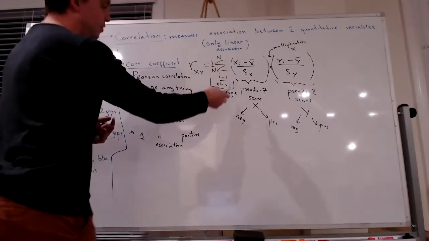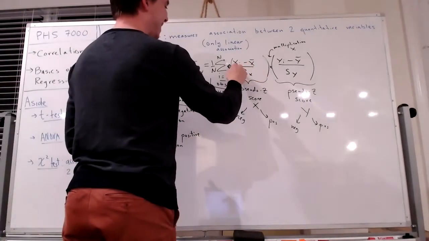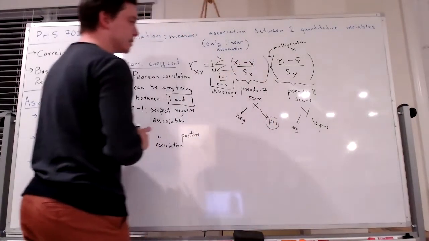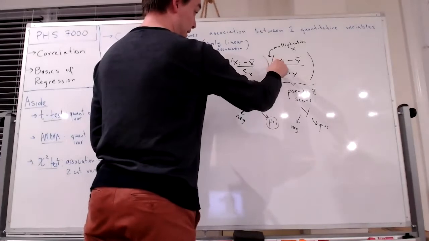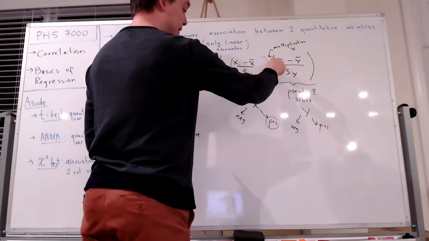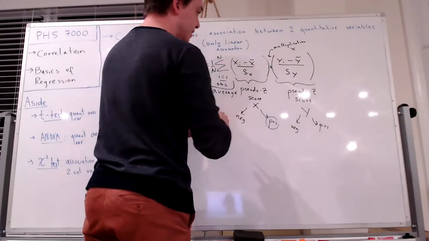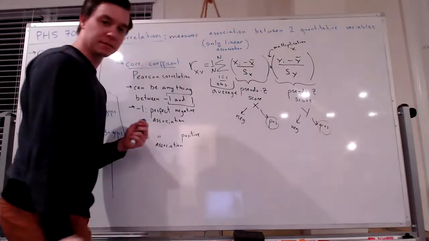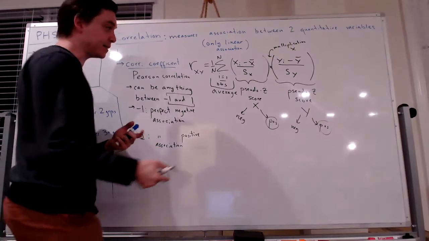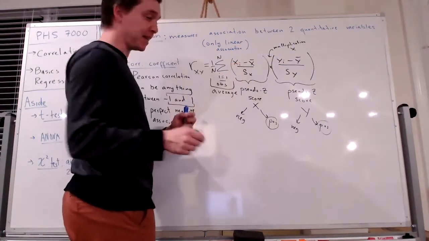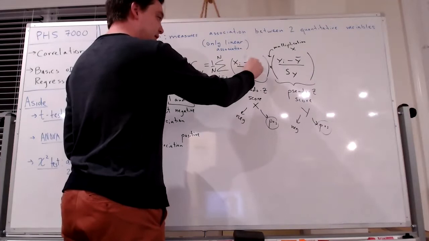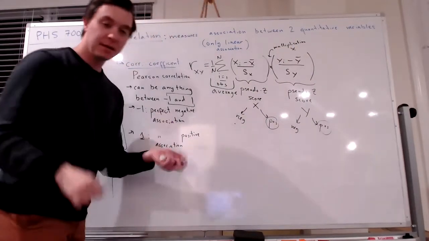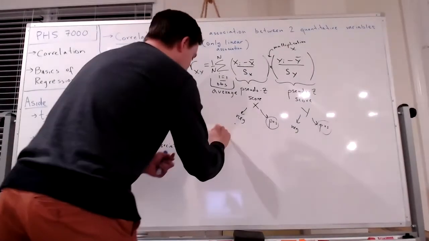So intuitively, when x is above its mean, we get a positive number here. At the same time that y is above its mean, we get a positive number here. A positive times a positive makes a positive. And at the same time, when x is below its mean, y is below its mean, we get a negative times a negative. It's also a positive. So what am I talking about?